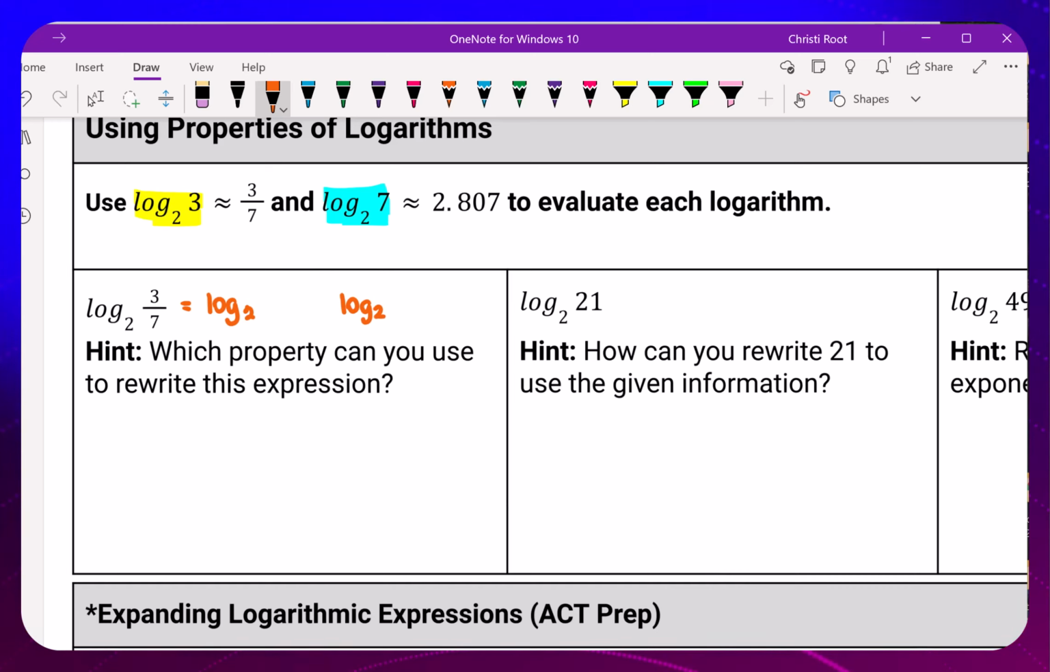So I'm going to use base 2. I'm going to write the 3 first, the 7 last, and the quotient property tells us when we separate it, we have to subtract the logarithms.